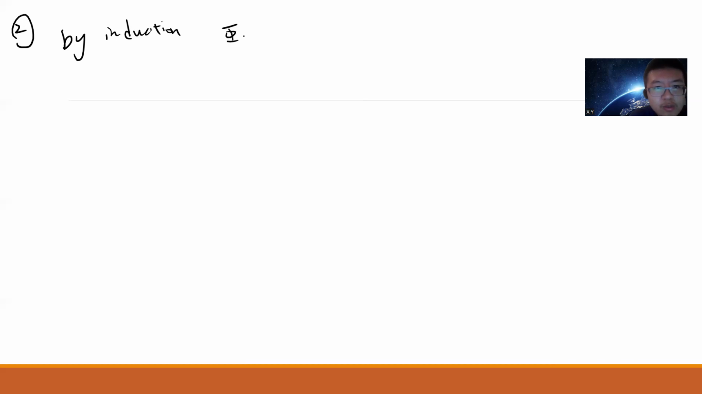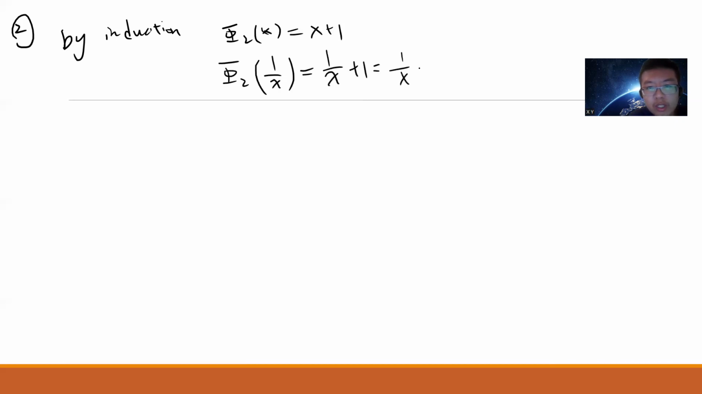So we know that phi 2 of x is x plus 1. So phi 2 of 1 over x will be 1 over x plus 1, which is 1 over x times (1 plus x). So it's 1 over x times phi 2 of x. So this is the base case. Now we suppose that this reciprocal property is true for n less than m. So let's consider m.